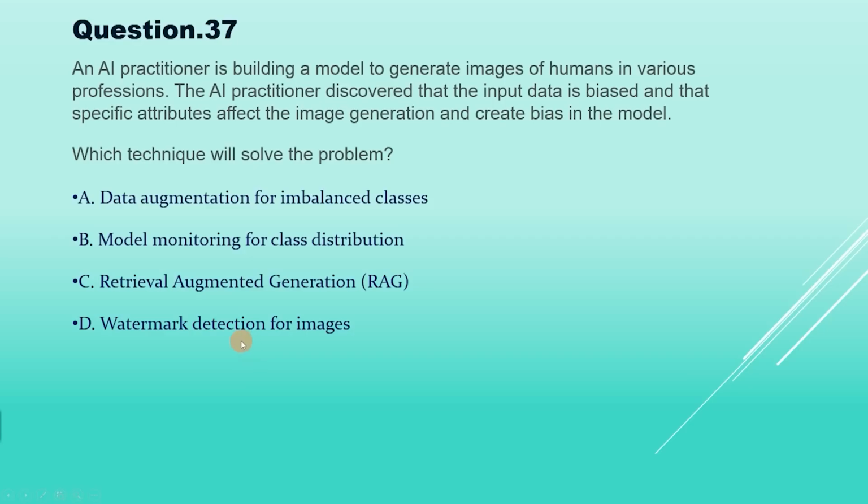So the correct answer here will be option A, data augmentation for imbalanced classes, because here we are working on the bias. The model should not be biased. So data augmentation for imbalanced classes will resolve the issue. So option A is going to be the correct answer.